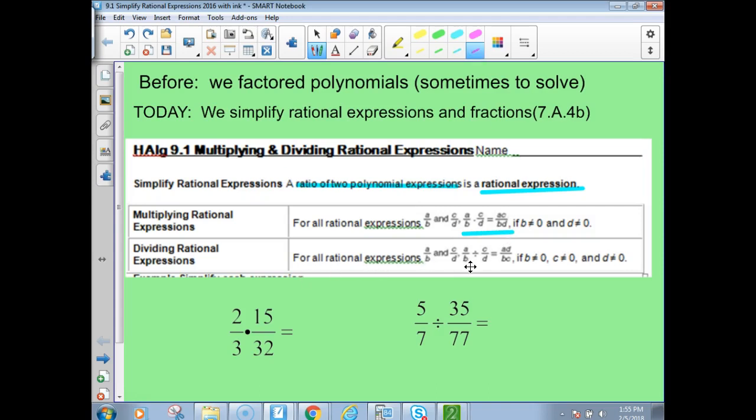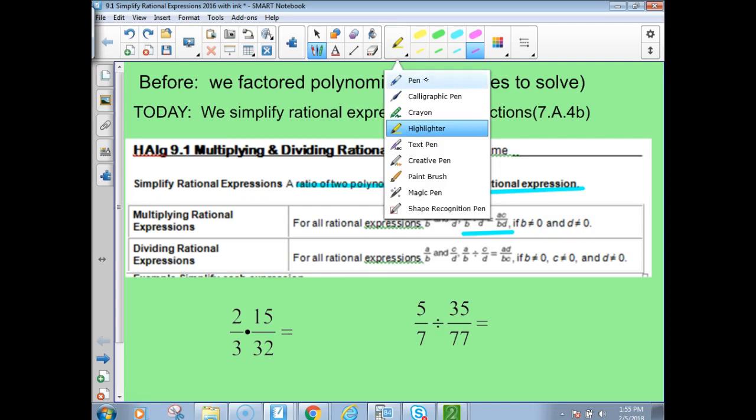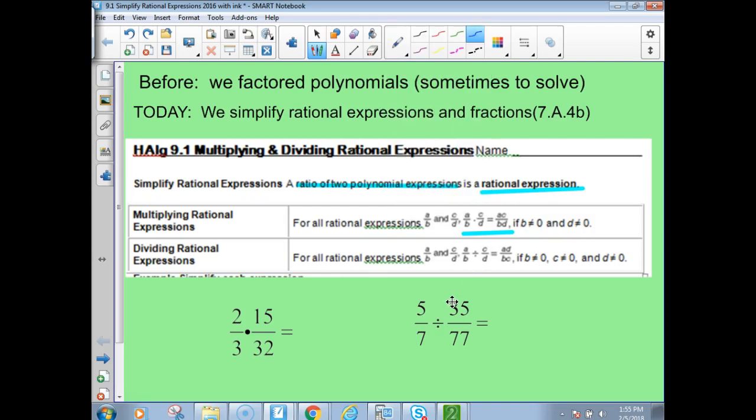When you do division, something happens different. And I don't like how they wrote this, so let me explain what this says. If you're taking A over B and C over D and you're doing A over B divided by C over D, you need to change it to multiplication by the reciprocal. That's where they're getting the A times D over B times C. Now, of course, nothing that's in the denominator can be 0.